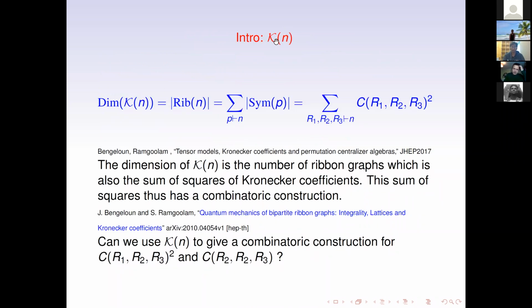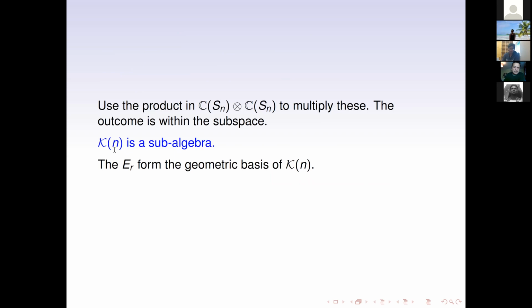So great. So we have this algebra K of N. It has its size. The dimension of that is the number of ribbon graphs. And it's also the sum of squares of Kronecker coefficients. So what this is telling us is that the sum of squares of Kronecker coefficients has a nice combinatoric interpretation. The sum of squares is simply the number of ribbon graphs with n edges. So then the next question is, can you refine this link between ribbon graphs and Kronecker coefficients to give you an interpretation in terms of ribbon graphs for a fixed Kronecker coefficient, for a fixed triple of Young diagrams? So that's the question we address in the latest paper. And so we have this K of N, which is a subalgebra.